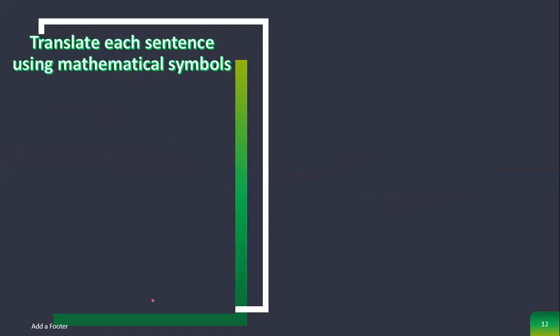Okay, now let us translate each sentence using mathematical symbols. We make use of the different symbols that we've discussed a while ago. 0 is an integer. So what is the symbol that we use for integer? Okay, we make use of the capital letter Z. So if we are going to translate this into mathematical symbols, this is how it looks like: 0 is an element of Z.